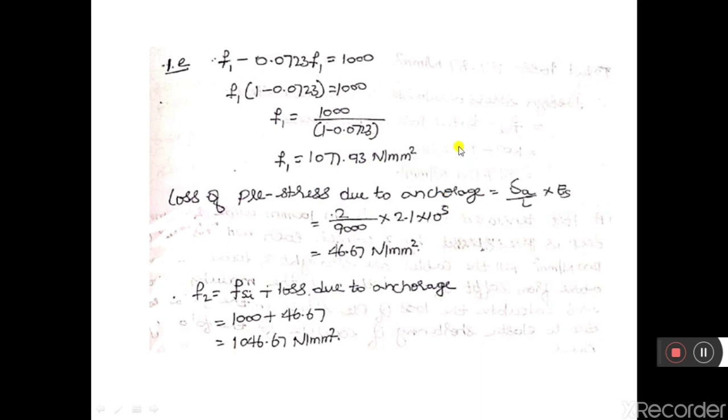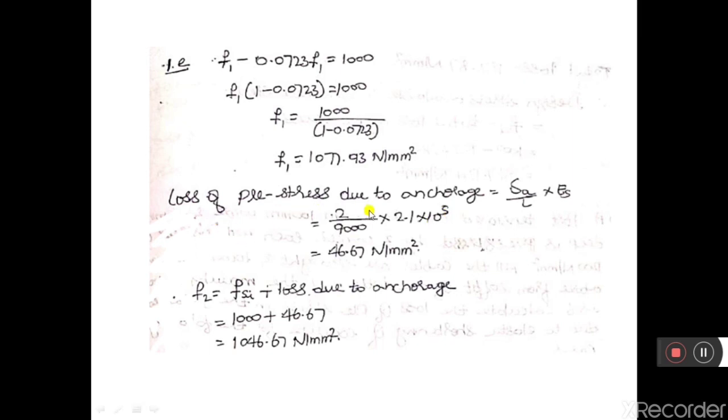So the second case, what he has told us to calculate is, now you forget about the friction loss. Now coming to the second condition in the question. So in the question he has told us to calculate what should be the initial stress applied to the cable by considering the anchorage slip. So by considering the anchorage slip, the pre-stress at both the ends should be 1000 Newton per mm square. That means we know the formula to calculate the anchorage slip.